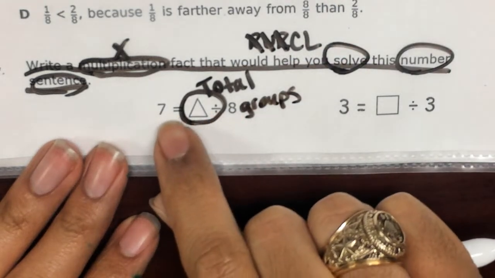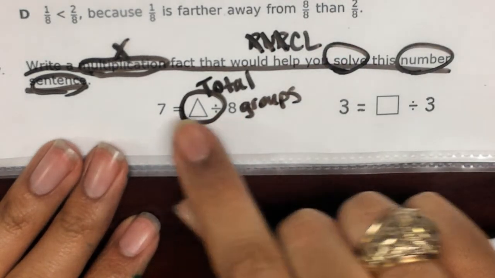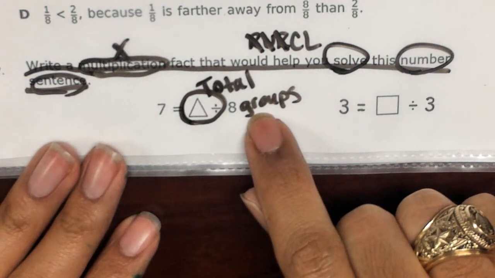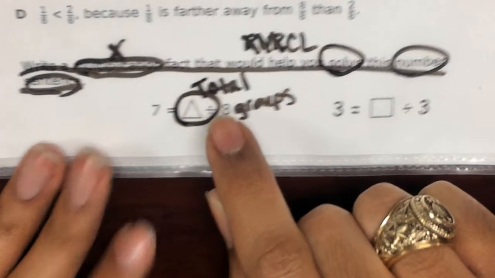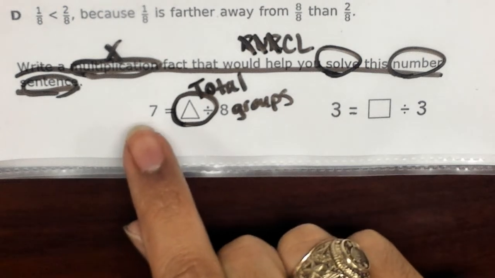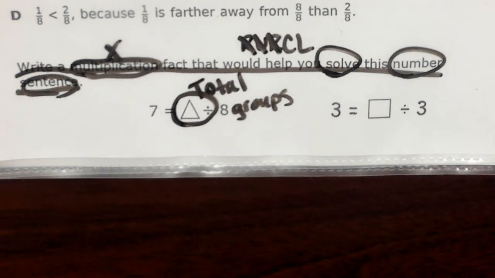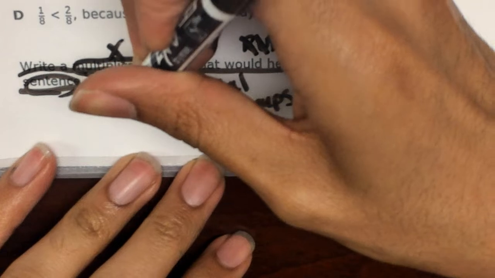equals, it doesn't matter if the equal sign is over here or if the equal sign is here at the end. Whatever this missing number is divided by 8 will always equal 7. So they just put it in the front, and that's okay. And that means 7 in each group.